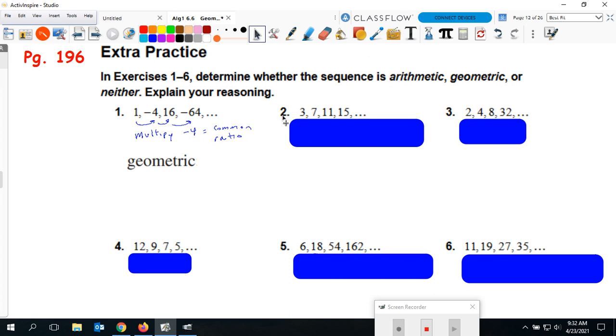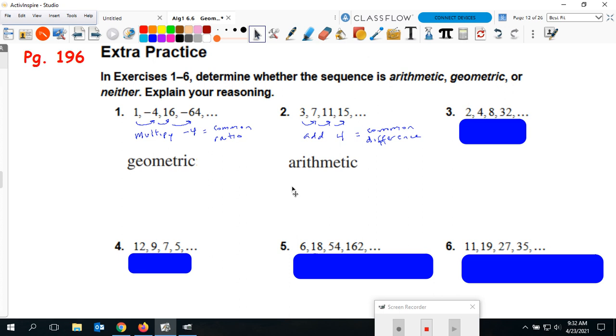Let's take a look at number 2. On 3 to 7 to 11 to 15, what's happening here every time? Is there something happening that's the same? Well, in this one, you could see we are adding 4 every time. 3 plus 4 is 7, 7 plus 4, 11, 11 plus 4, 15. You're adding 4, which is a common difference. So since on this one we have a common difference, that would be an arithmetic function because we're adding the same number every time. So when you multiply by the same number, it's geometric, but when we add the same number, arithmetic.